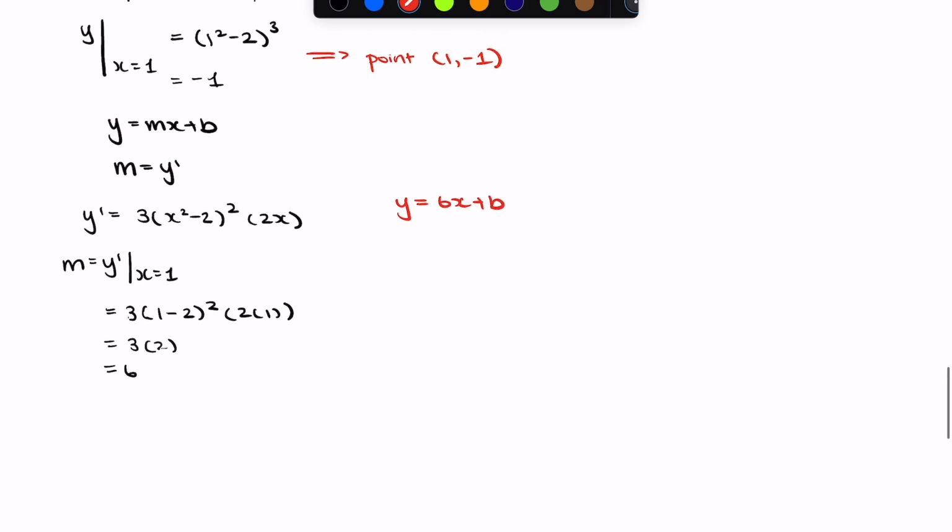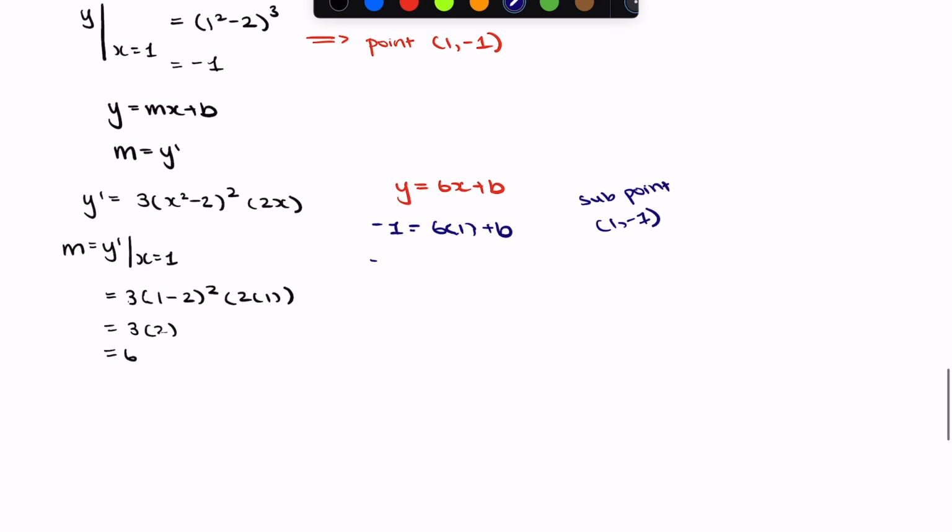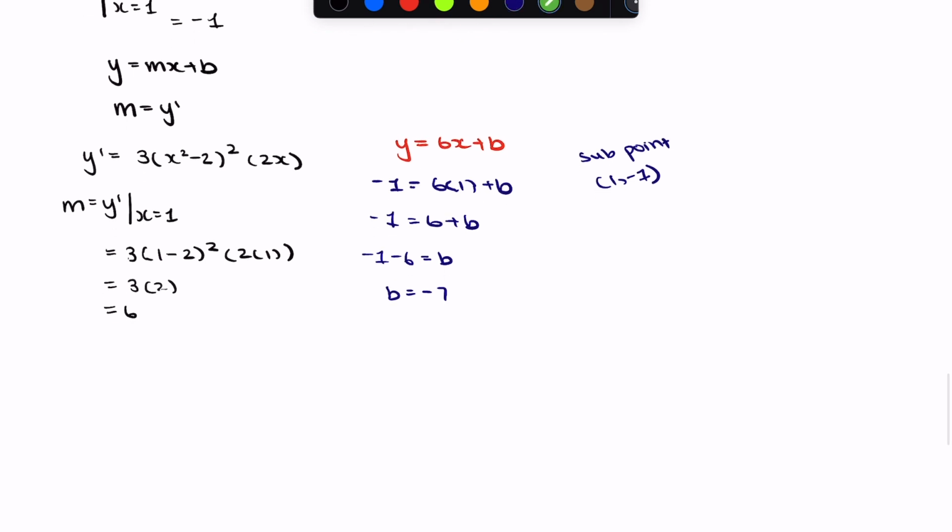so y is equal to 6x plus b, and we'll sub in the point (1, -1), which we found at the beginning. So now we have -1 is equal to 6 times 1 plus b, -1 equals 6 plus b, -1 minus 6 is equal to b, and therefore b is equal to -7. And so our final equation is therefore y is equal to 6x minus 7.